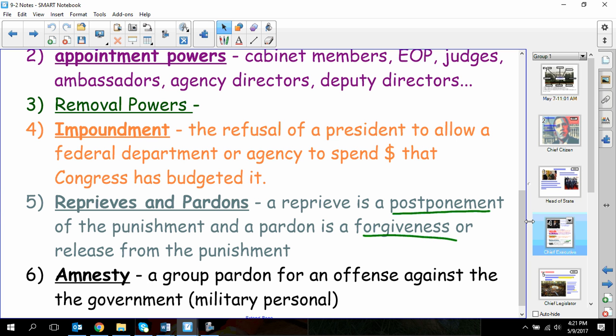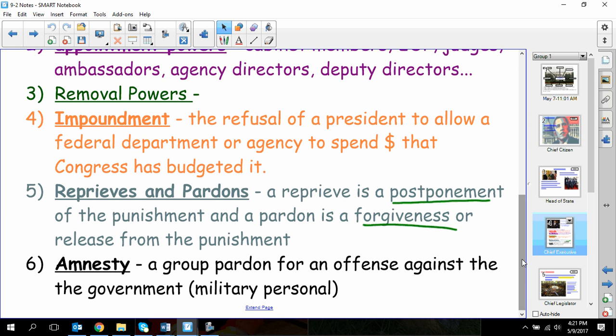Pardons and reprieves and amnesty have to do with basically forgiveness of punishments. A reprieve is a postponement. So a lot of times you see those with people who are on death row, and the president might give him or her a postponement of the punishment. Let's say some last minute evidence came in. A pardon is a flat-out forgiveness. You are released from punishment.